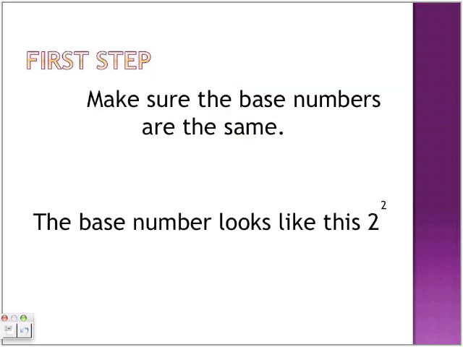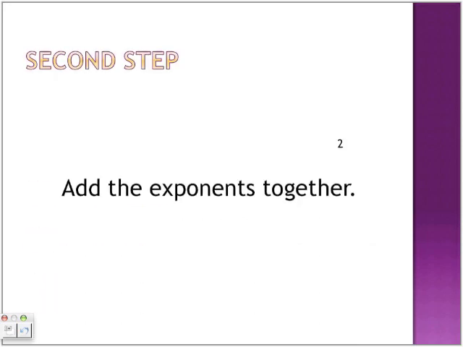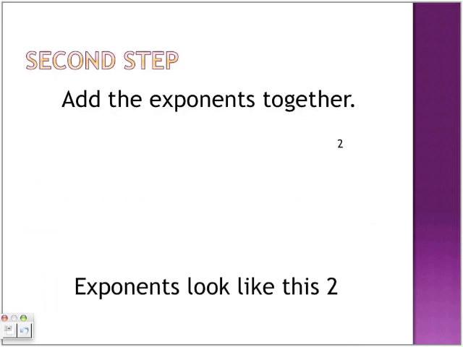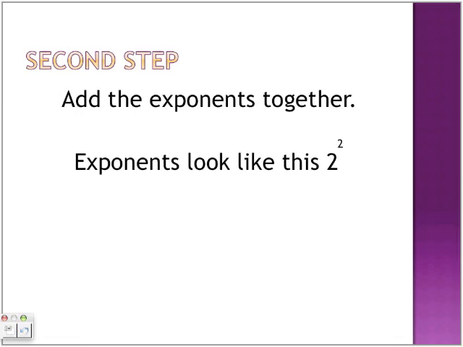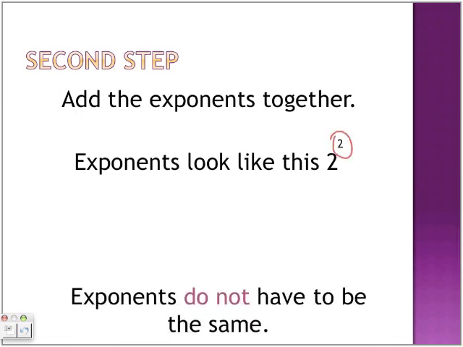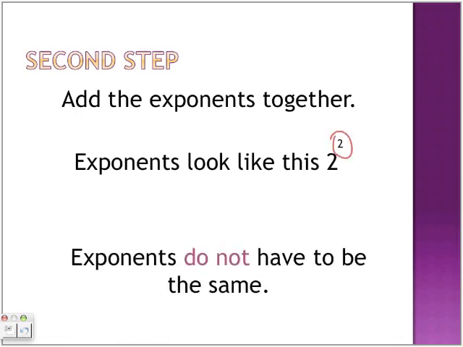The first step is to make sure that the base numbers are the same, and the base numbers are these numbers. They're always the bigger numbers. The second step is to add the exponents together, and the exponents are these numbers. The exponents do not have to be the same, and they don't have to be the same.